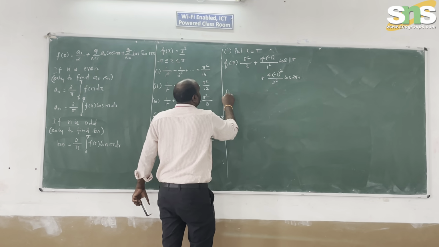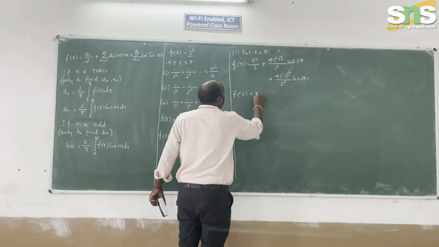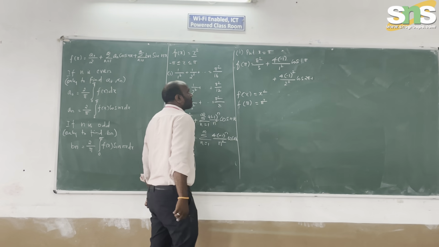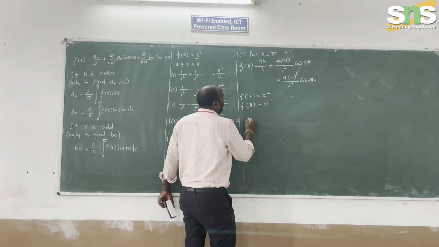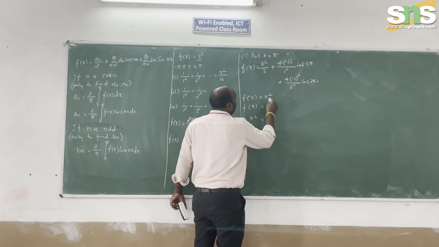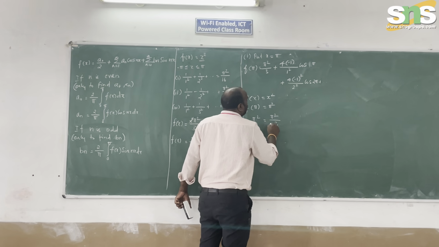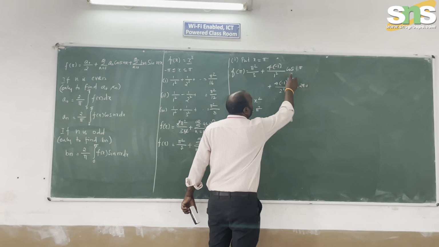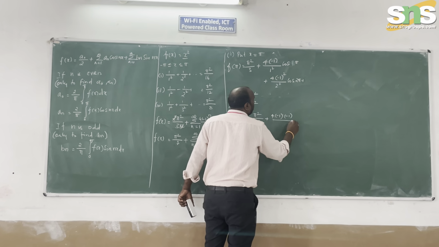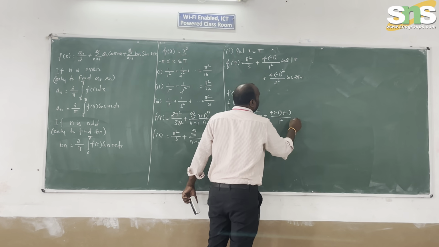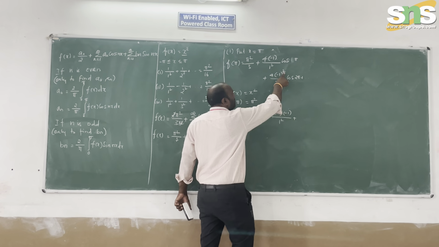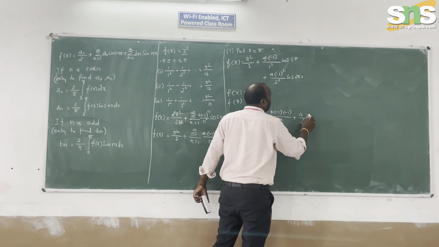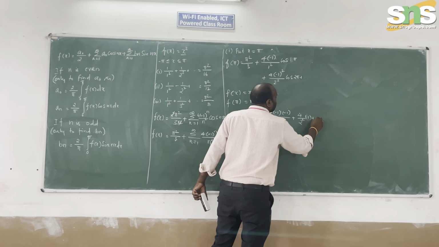Then f(x) equals x², so f(π) is equal to π². Then π² is equal to π²/3 plus 4 into (-1), cos π is -1, divided by 1² plus (-1)² is 1. So 4 by 2² into cos 2π, it is 1. So plus and so on.